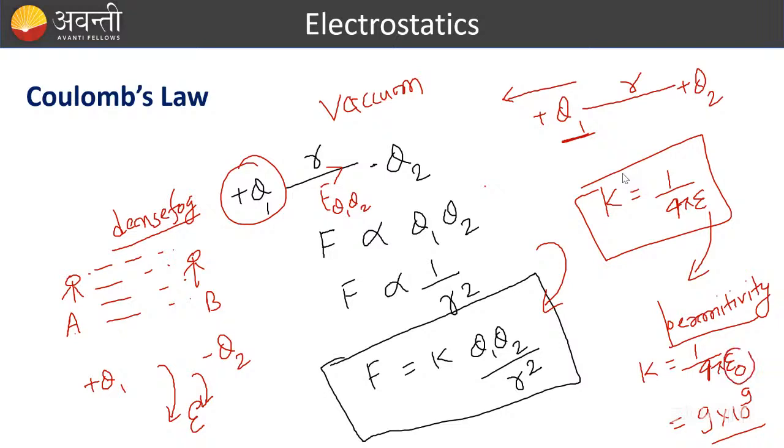Epsilon naught is least. That means if this is least, the value of k you put here as 1 upon 4 pi epsilon q1 q2 by r square. So you can clearly see here force is inversely proportional to epsilon. If epsilon is least, force will be highest. So epsilon is least for which media? Vacuum. Okay? Yes, that is in vacuum. Maximum value, okay, that is not it.